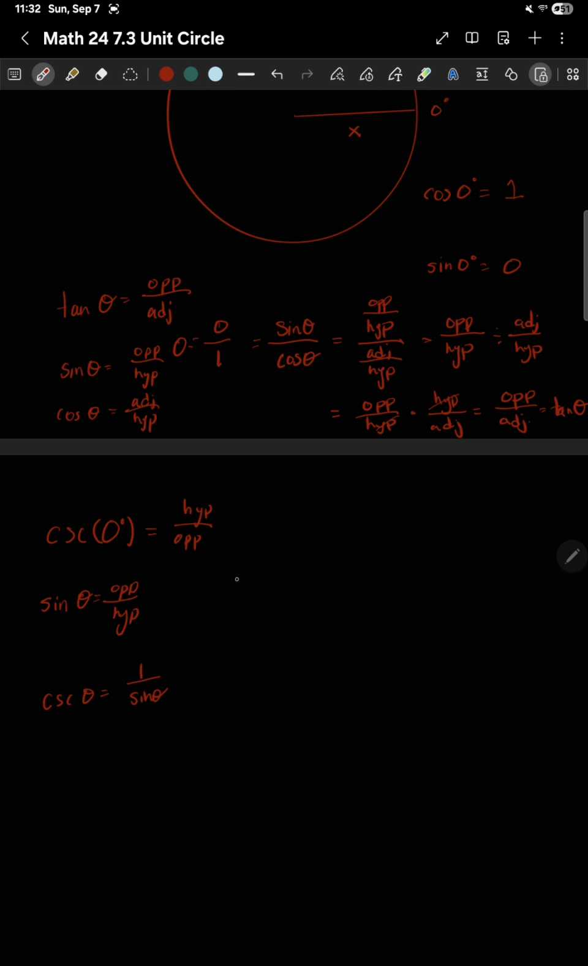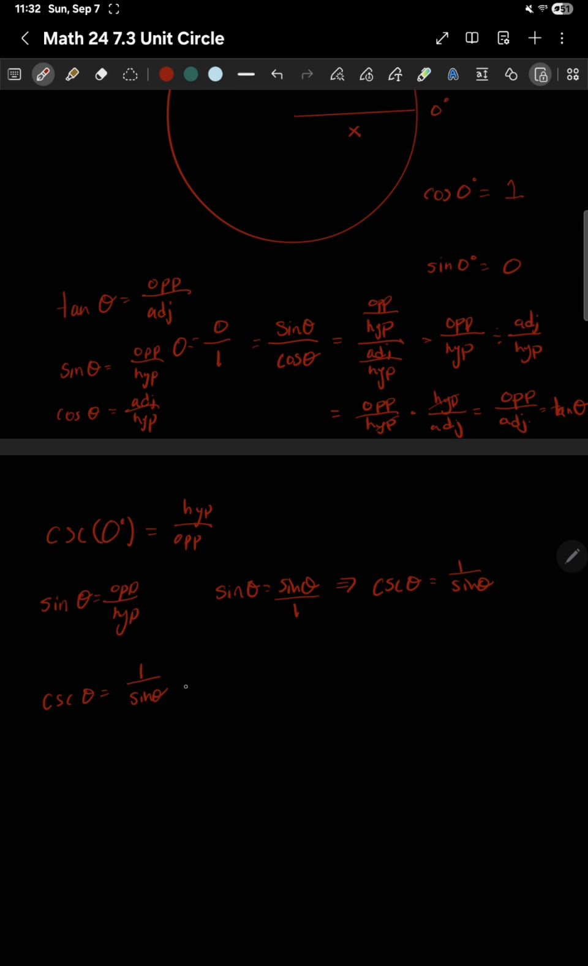Because if cosecant is sine flipped, well, sine is equal to sine of theta. Okay, that's kind of obvious. But what I'm saying is cosecant of theta is equal to 1 over sine. So you can think of sine as sine over 1 and cosecant as 1 over sine.